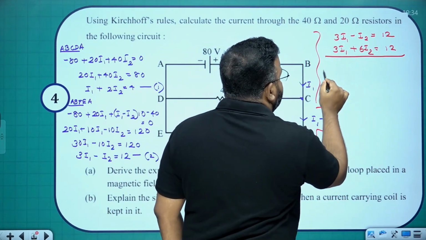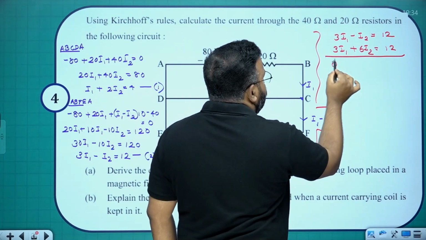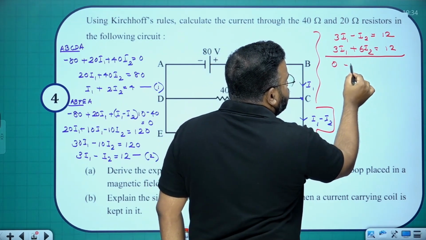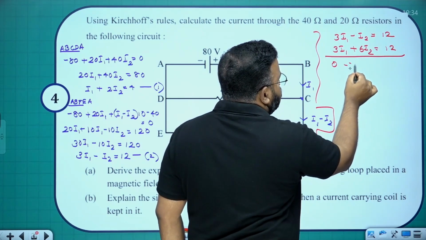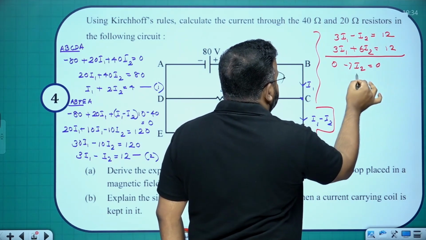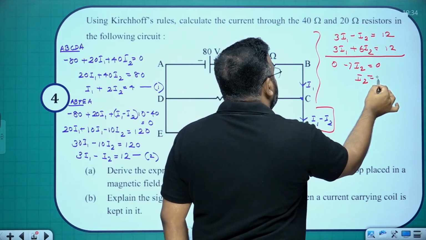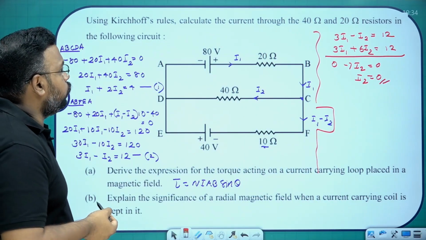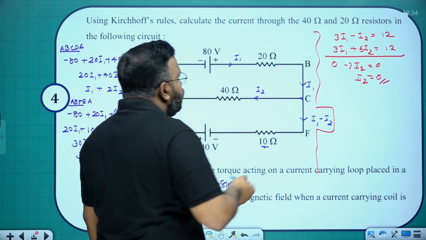Subtract. So if you are subtracting these two, 3 I1 minus 3 I1 will be 0. Minus I2 minus 6 I2 is minus 9 I2. 12 minus 0. Which means what? I2 is equal to 0. Current through the 40 ohm resistor is how much? 0. If I2 is 0, we can easily find I1.